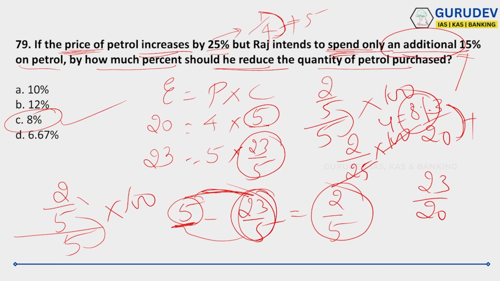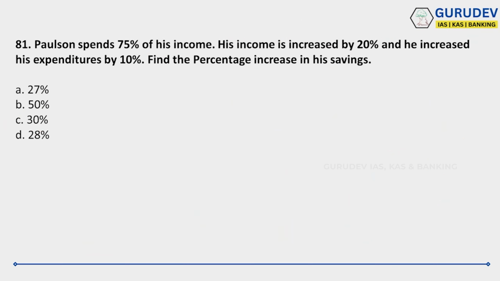Okay. So the next question, 81. Paulson spends 75% of his income. His income is increased by 20% and he increased his expenditure by 10%. Find the percentage increase in his savings.